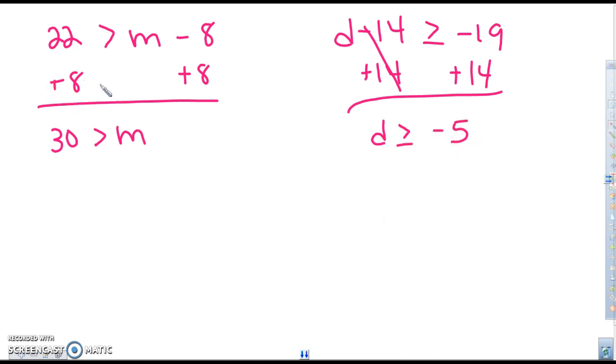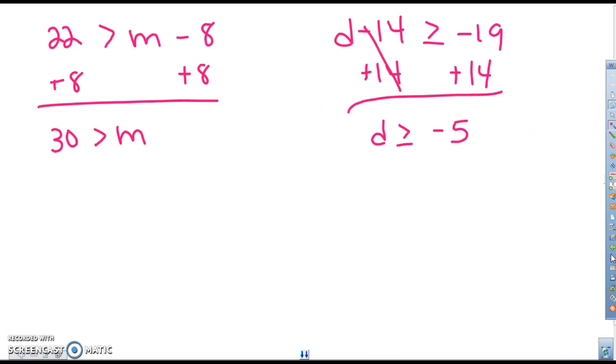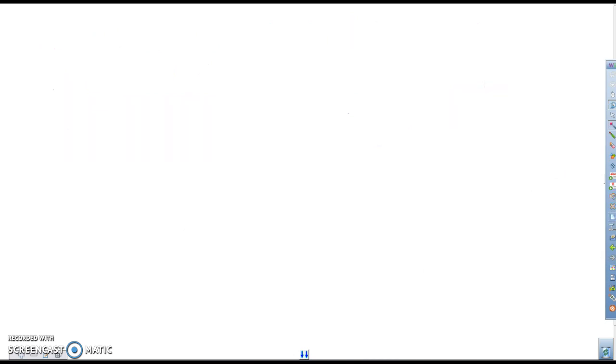So when I add something to both sides, that's solving by using addition. But in that first example I gave you, I subtracted things off both sides, and that's solving by using subtraction. So I'll give you a couple more that are solving by using subtraction so that we are really confident in our abilities.